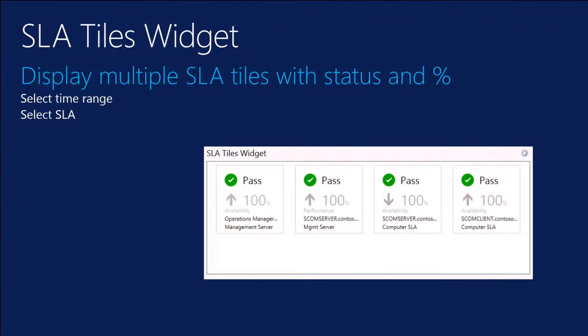And not only do you get some details as far as whether you pass or fail, you also get your percentage, and you get some trending. You get to see whether or not you're trending upwards or whether you're trending downwards. You may still be passing, but you may be in danger of actually breaching that SLA. So this is an interesting way to view this in a dashboard.